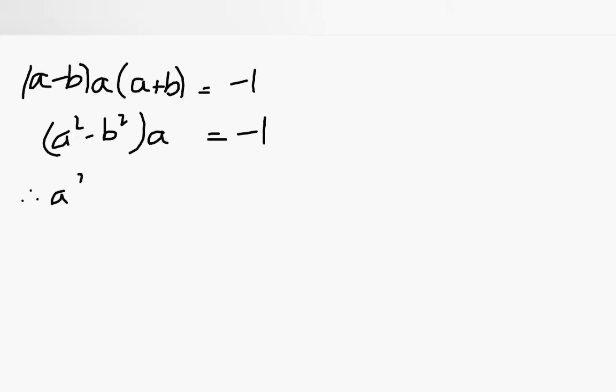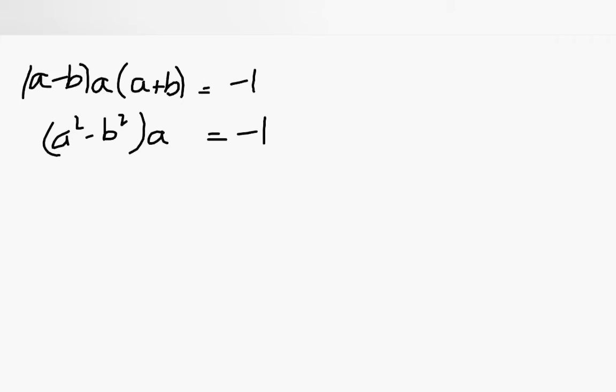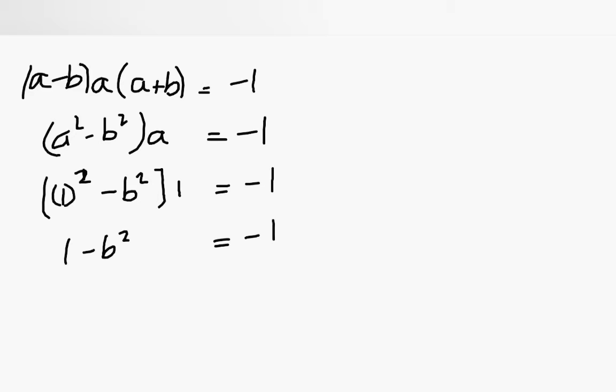Therefore a cube minus ab square is equal to minus 1. Before starting that, we got a equal to 1 here, so we can substitute 1 everywhere in place of a. Minus b square into 1 is equal to minus 1. So 1 square is 1, minus b square into 1, is equal to minus 1, and minus b square is equal to minus 2.